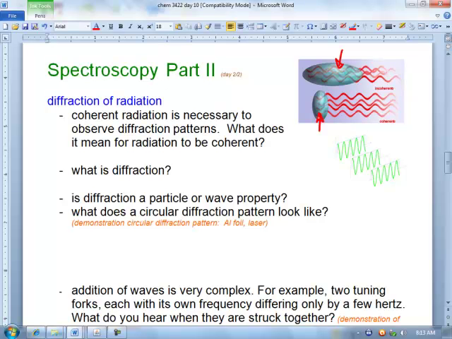It'd be a good quiz question. All right? What does a circular diffraction pattern look like? You can't observe that just shining a flashlight through a hole, right? It won't work because the light's incoherent. It has to be coherent. Okay.